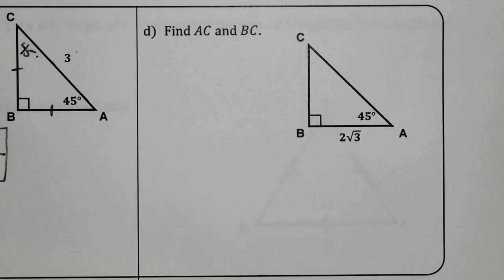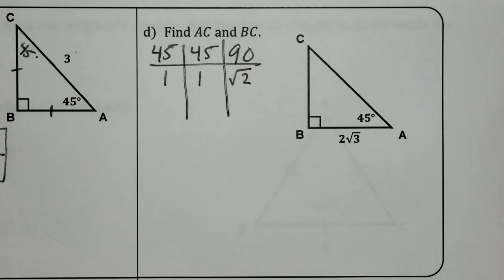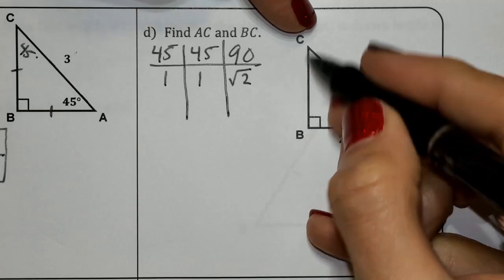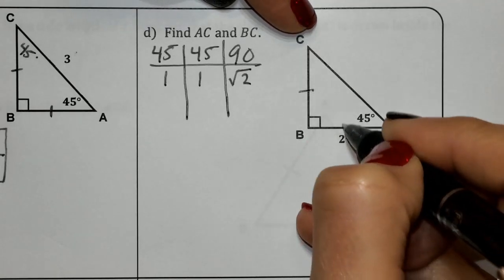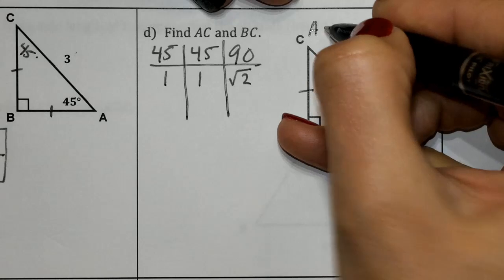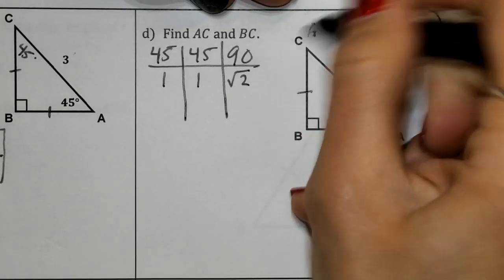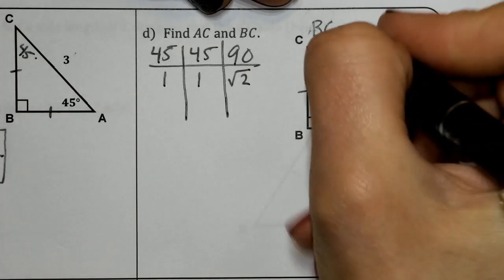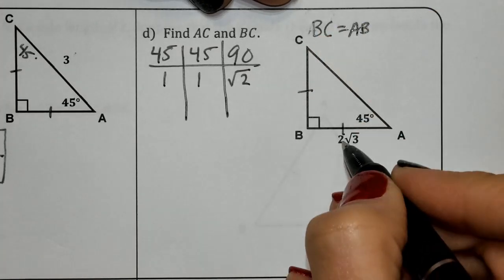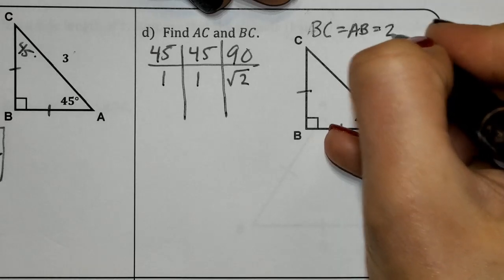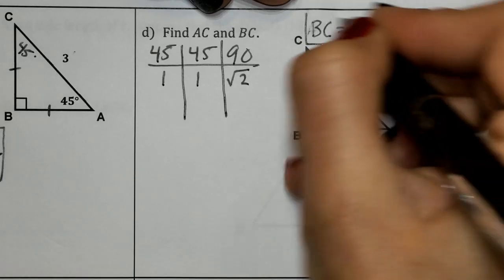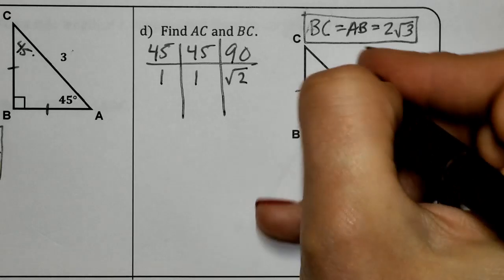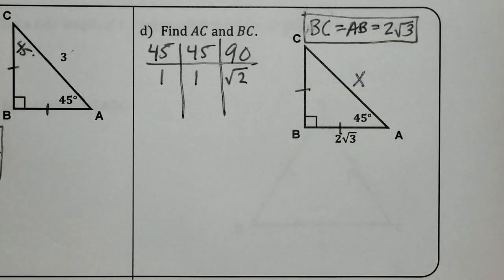Okay, let's take the next one. I'm going to go ahead and draw in the table. Okay, and we're going to look for AC and BC. Well, AB and BC, they're the same thing. Again, like the first one we did. Here, sorry, rewrite that. We're looking for BC. It's going to be the same as AB, right? So therefore, AB is 2 square root of 3. We already found the missing leg. The hypotenuse, I'm going to go ahead and label as X. This is the one we're going to go ahead and solve for.